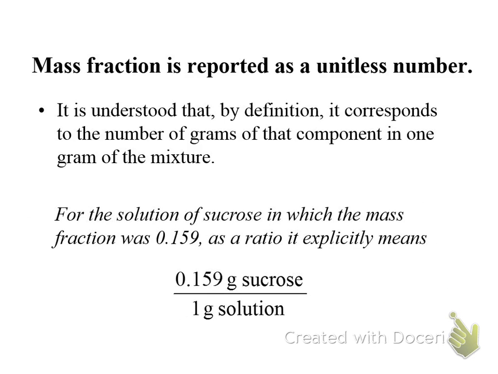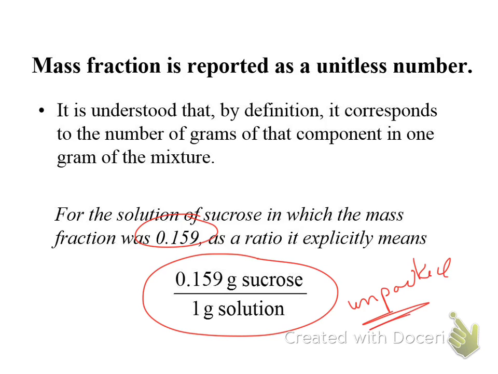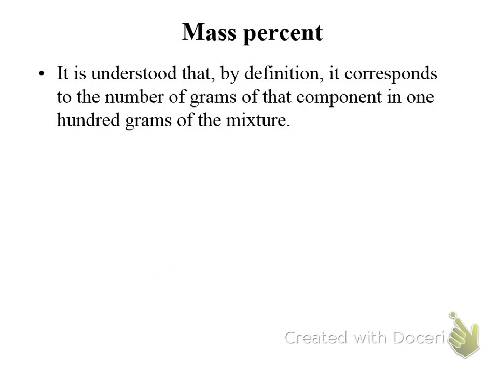So it's understood that if somebody simply told you, I have a sugar solution that has a mass fraction of 0.159, you should be able to, this is my famous unpacking, unpack that. This is the unpacked version. What 0.159 mass fraction means is in 1 gram of solution, total solution, there are 0.159 grams of sucrose. So you're going to want to be able to unpack that. All right, so I added a little bit to this slide.